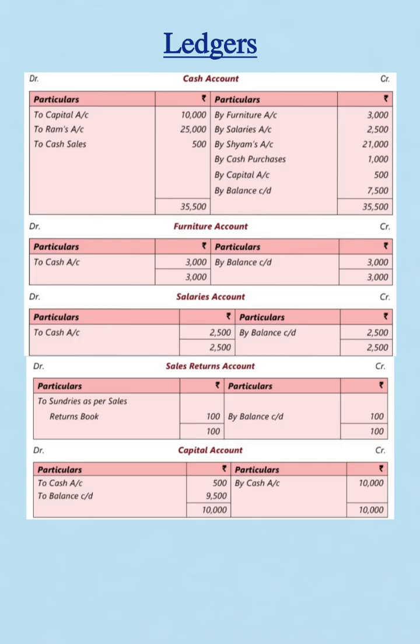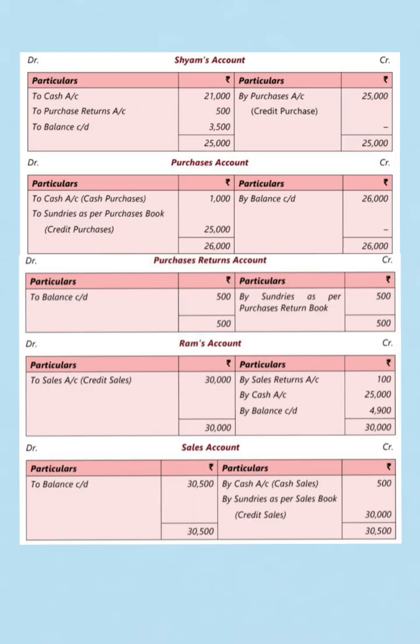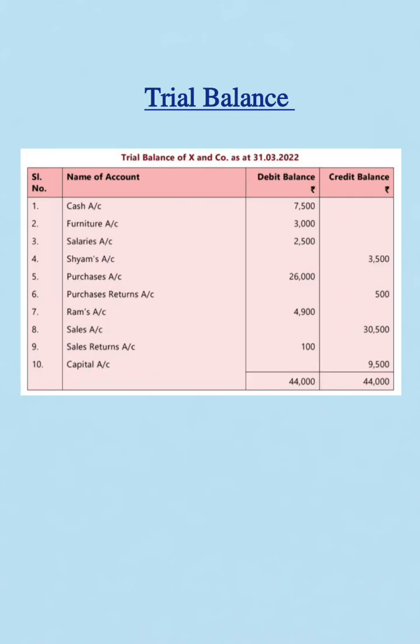Given below is a ledger extract relating to the business of X & Co. as on March 31, 2022. Prepare the trial balance by the balance method. Here, we can see a list of ledger accounts created. Based on this, we need to prepare the trial balance.